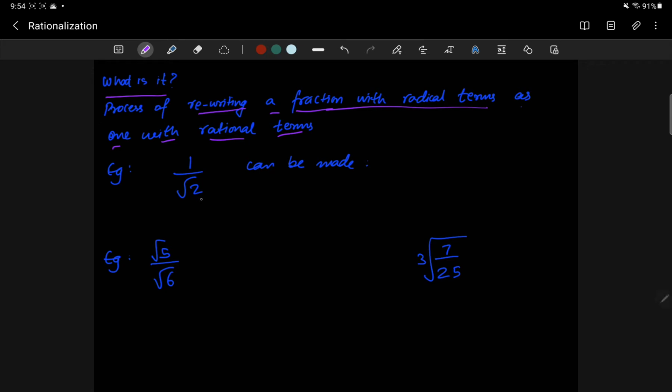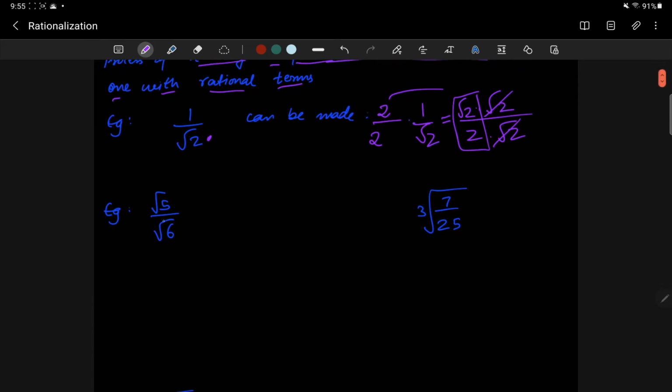If I have 1 over root 2, what I can do is write this as 2 over 2 times 1 over root 2, which is fine because 2 over 2 is 1, and rewrite the 2 as root 2 times root 2, so it becomes root 2 over 2 times root 2, then this gets cancelled, and now I end up with my denominator being a rational number. So essentially what I've done is I have sent the irrational number from the denominator to the numerator.